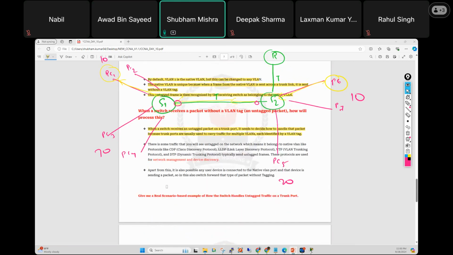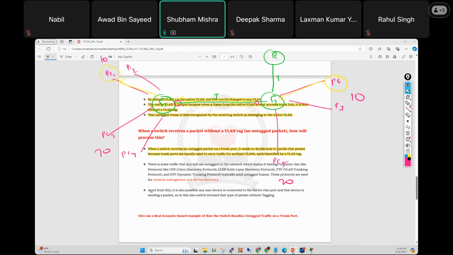I have written some more. Apart from what I told you, it is also possible that a user device is connected to the native VLAN. There is one more scenario. I told you about management traffic like CDP and VTP, which are untagged. For example, on this switch I configure VLAN number 10 as the native VLAN. But these two PCs are already part of VLAN number 10. Yes or no?